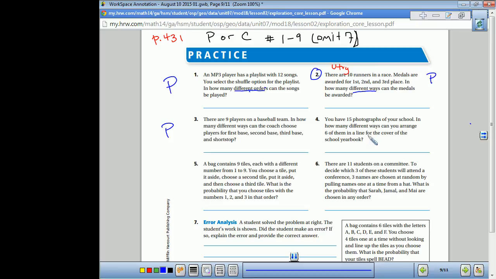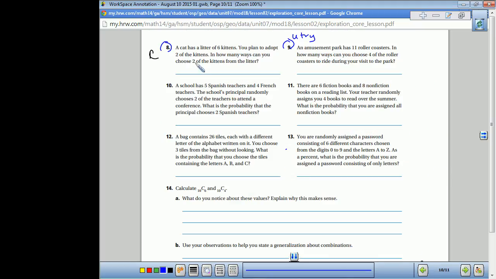Photographs in your yearbook. Now, you may not care where you are, but this word right here, how many different ways can you arrange? Arrangement, order matters. Okay. In that order, order matters. In any order. Combination. Yeah. First one. All right.